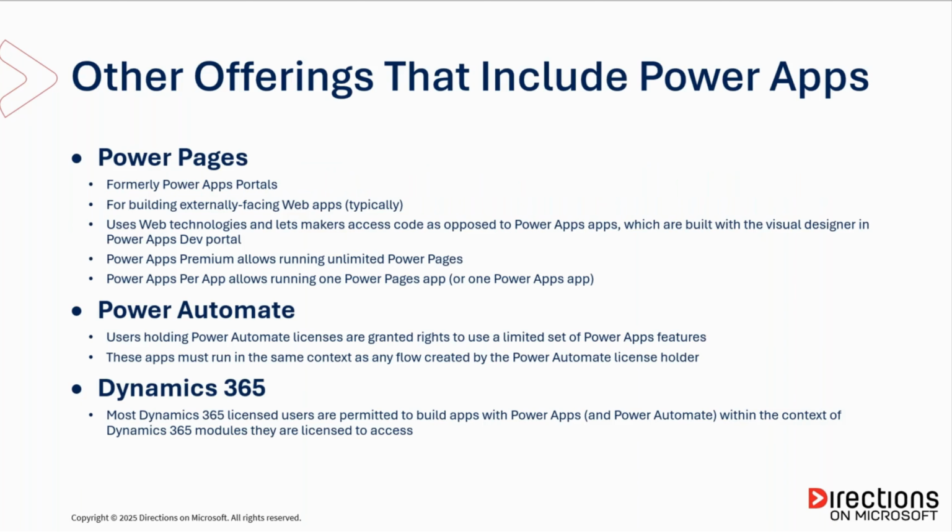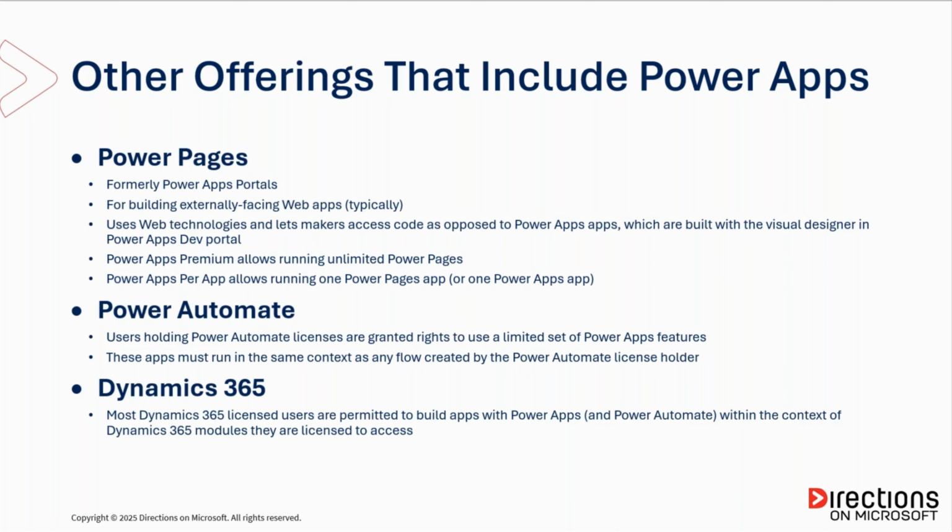So Power Platform licenses have many cases of overlap where a license for one component supports usage of a different component within Power Platform. Power Pages was formerly a part of Power Apps, and it was called Power Apps Portals. It's now just called Power Pages, and it's its own separate component. Power Pages lets makers build externally facing web apps and internal sites too. It uses web technologies, and makers can access site code while building sites.